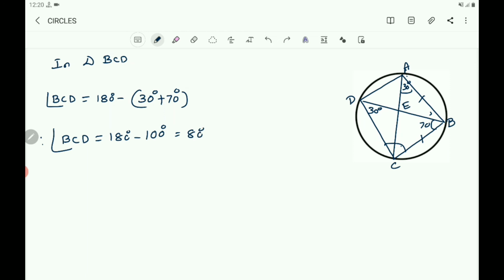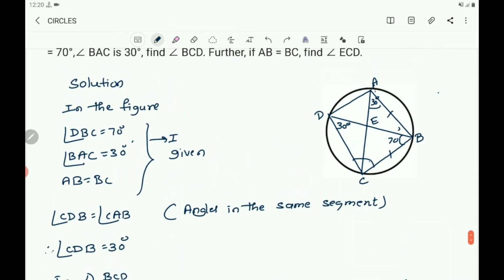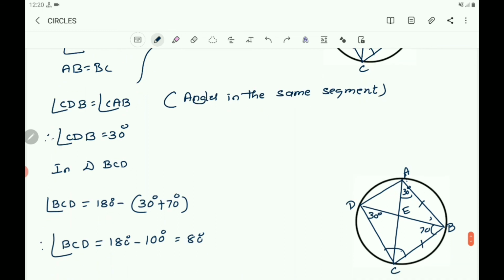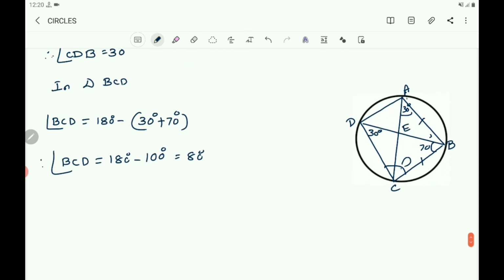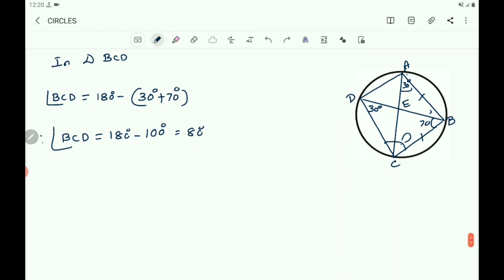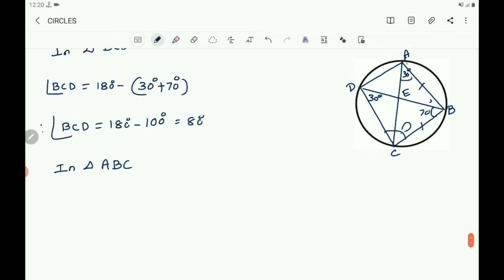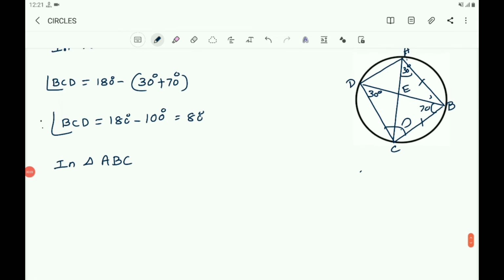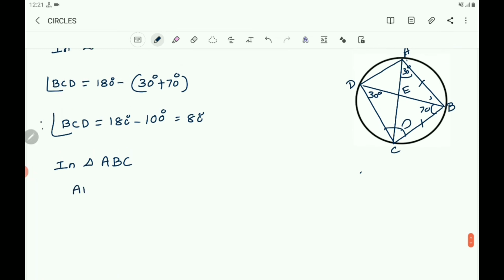Now we have to find the measurement of which angle? Angle ECD. To get angle ECD, so this is the angle ECD. You take the triangle ABC. So write, in triangle ABC, what is given? AB equals BC. That is given.